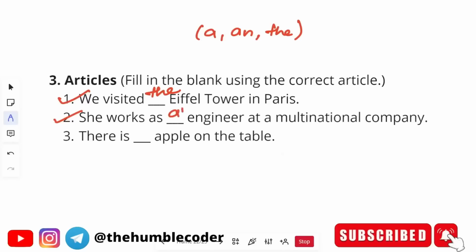The answer will be she works as an engineer because E here is a vowel. Next up that we have is there is dash apple on the table. So A is there which is a vowel. So here also it will be N that will come. Okay. Hope you have understood.